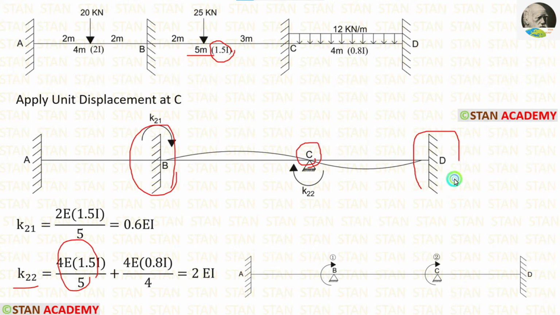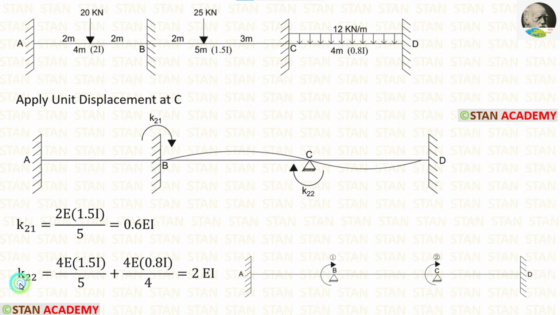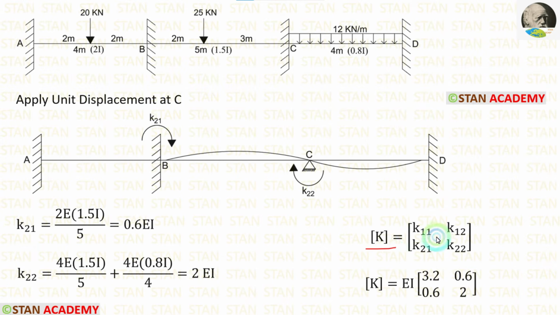On the right of C also we are having a fixed support. So we have to apply the same formula 4EI upon L. For CD, the moment of inertia is 0.8I, length is 4 meter. Let us apply the values. For K22, we are having two stiffness values. We have to add both of them. After adding, we are getting 2EI. In the stiffness matrix, we have calculated both of the rows. Let us apply them. EI is constant for all of the values, so let us take it outside.